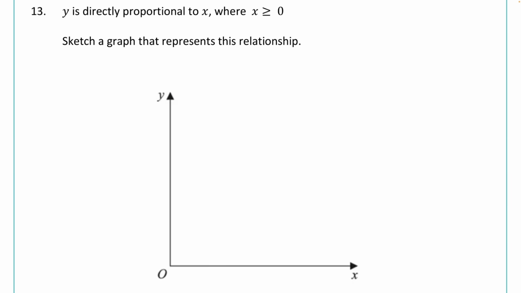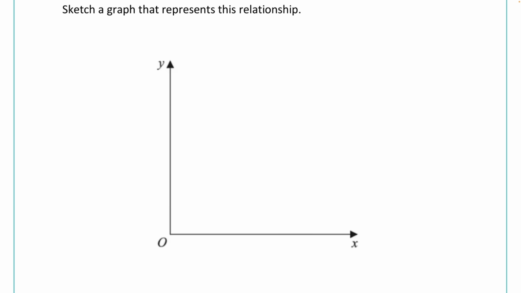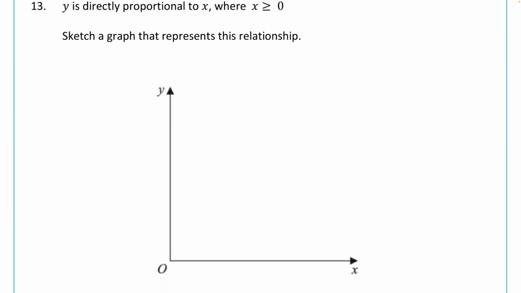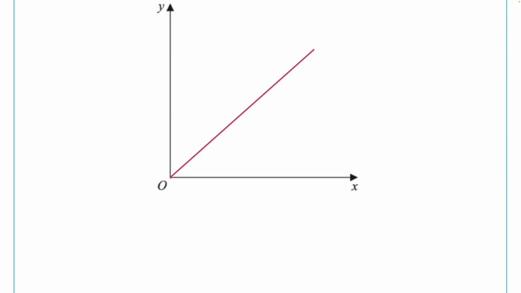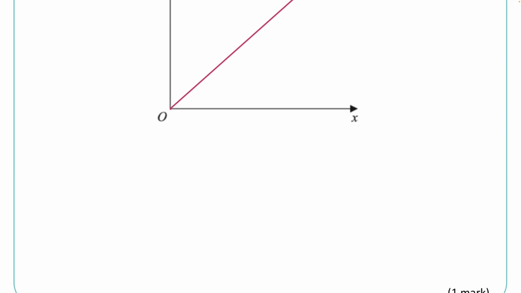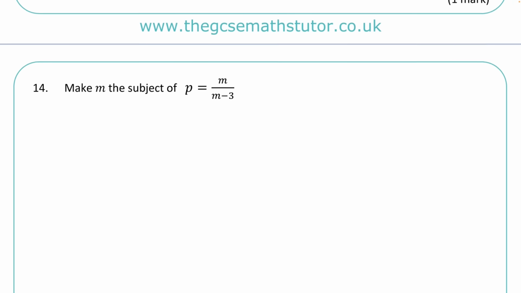So next question says y is directly proportional to x, where x is greater than or equal to 0. Sketch a graph that represents this relationship. So we've got the positive quadrant, which is why it says x is greater than or equal to 0. Direct proportion is just a nice straight line going from the origin, and we'll just have a nice straight line like that. And there we go, there is our direct proportion graph, and you could draw that at any angle there, as it doesn't give us any further information. Important part, it's just a nice straight line. And there we go, 1 mark for that one.